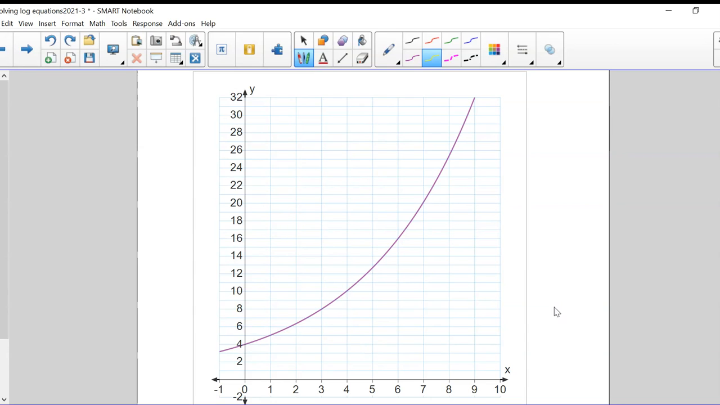Now, the question you're going to ask for the doubling time is, how far along the x-axis do I need to go before my initial value doubles? Let me say that again.